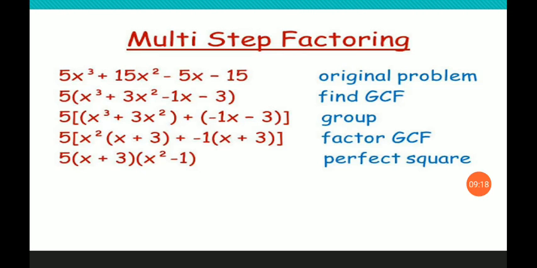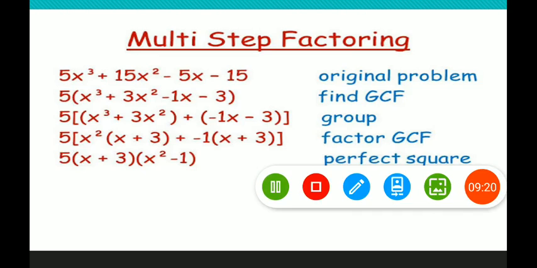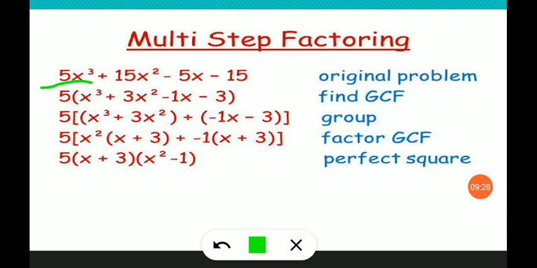Now the multi-step factoring. There are a few questions in which we have to use different steps for finding the factors. For example, the question is 5x cube plus 15x square minus 5x minus 15. So we know that 5 is common everywhere. So the first step is to take out 5 common. Inside we are left with x cube plus 3x square minus x minus 3. So one way is taking factors common, and that step we have used.